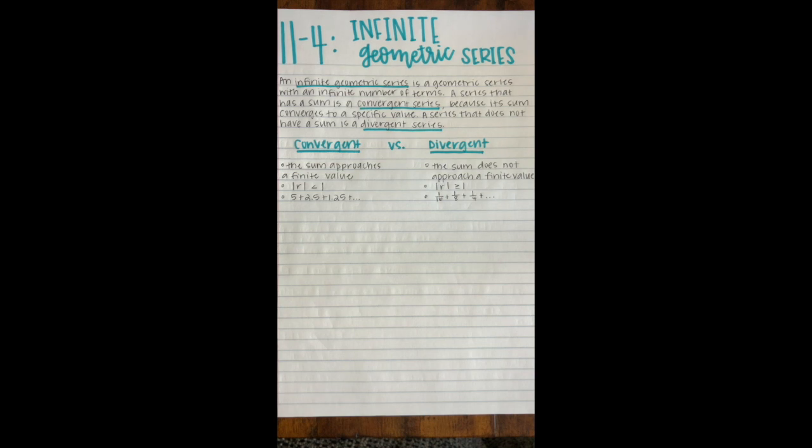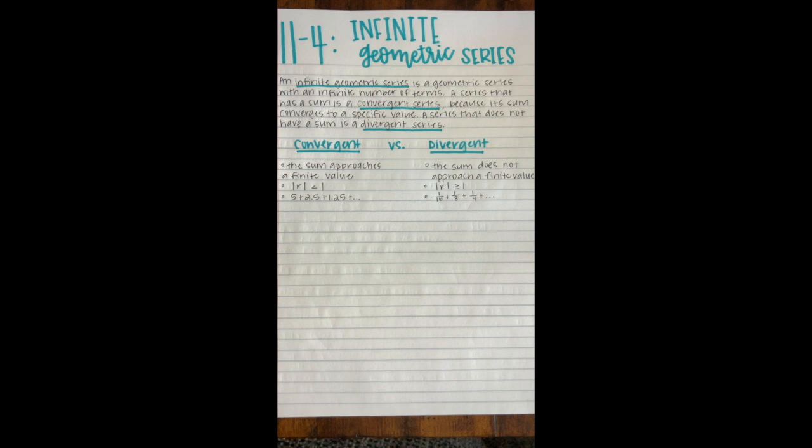Hey guys, so this morning we're talking about infinite geometric series. First off, you need to know that an infinite geometric series is just what it sounds like. It's a geometric series that has an infinite number of terms. And there's two types, convergent and divergent. What's important to know about them is how they differ. A convergent series has a sum, whereas a divergent series does not have a sum.